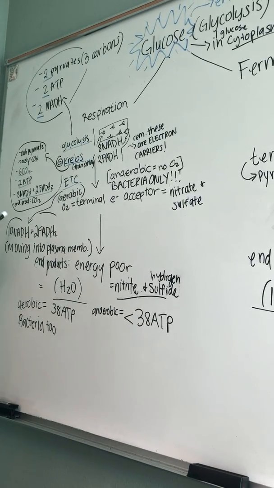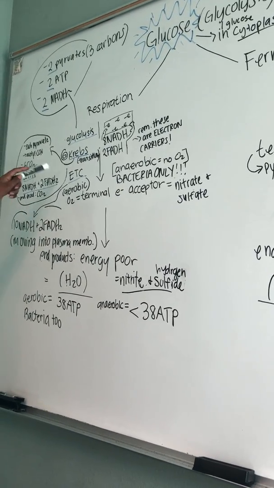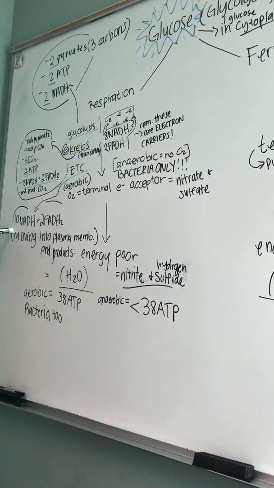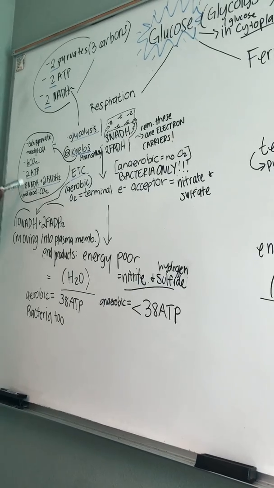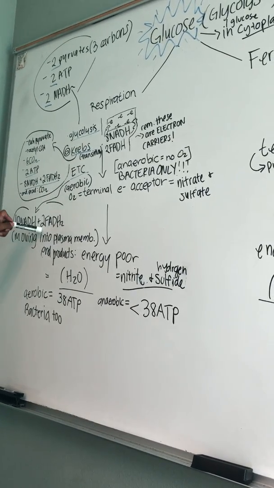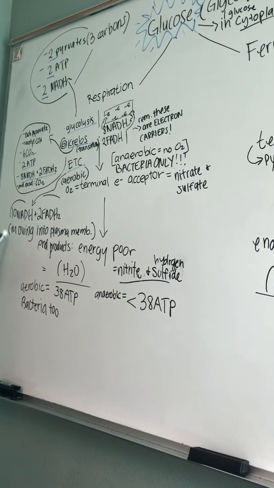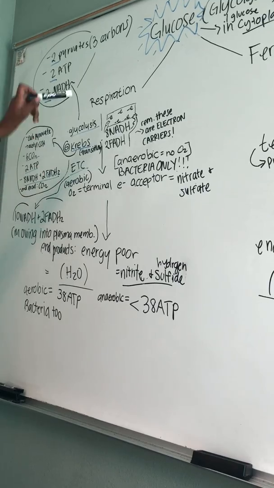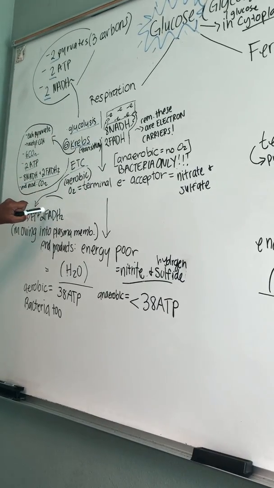Okay. And then after Krebs is ETC, electron transport chain. You're going to have 10 NADH because you're adding from the first and the second ones to get 10, and FADH stays the same. So you're moving into the plasma membrane in the ETC, so always remember that. You're not in the cytoplasm anymore. You're in the plasma membrane.